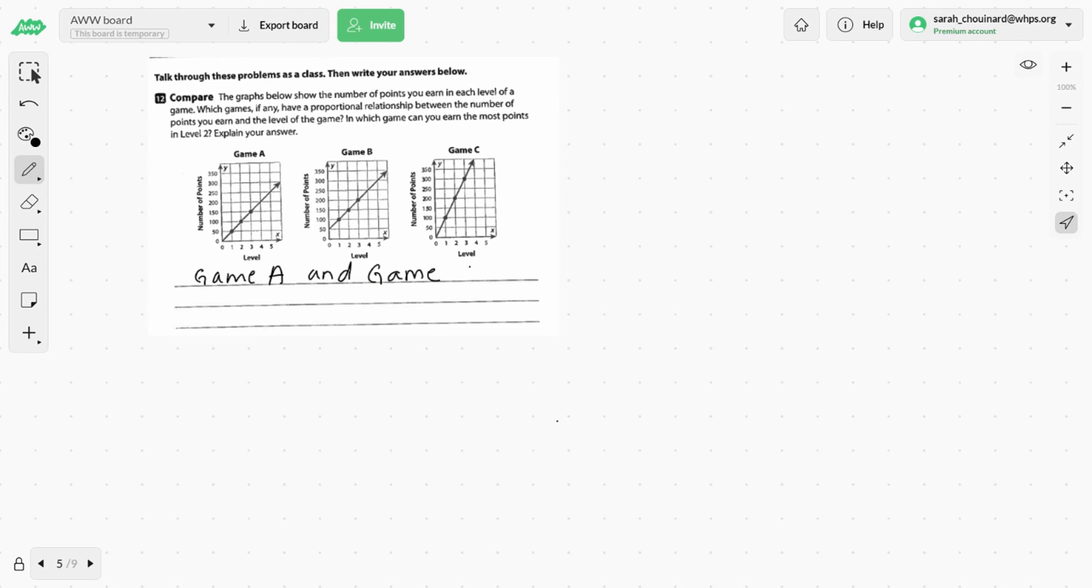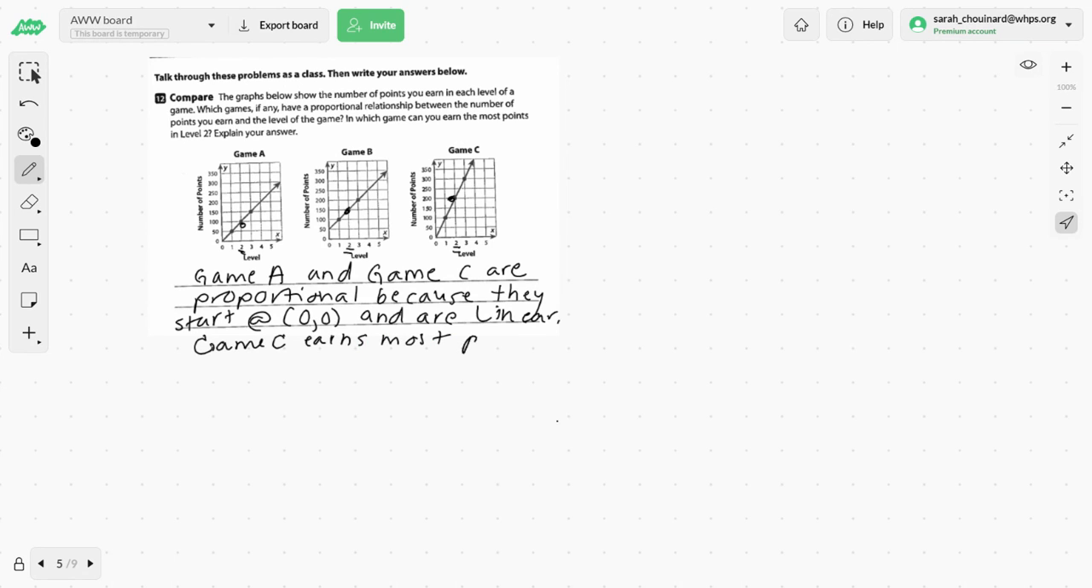So game A and game C are proportional because they start at 0, 0 and are linear. And they wanted to know level 2, who has the most points. So level 2 here is 100 points. Level 2 here is 150. Level 2 here is 200. So game C earns the most points at level 2.